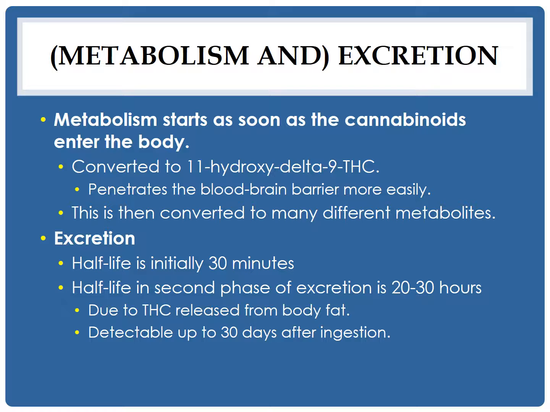The half-life for excretion is 30 minutes initially. This is relatively fast, so the blood level drops pretty quickly. That is in large part because the cannabinoids are so lipid soluble. They're absorbed into body fat. So then as the body fat releases THC slowly over time, this is the second phase of excretion with a half-life that's much, much longer, closer to a day, 20 to 30 hours.